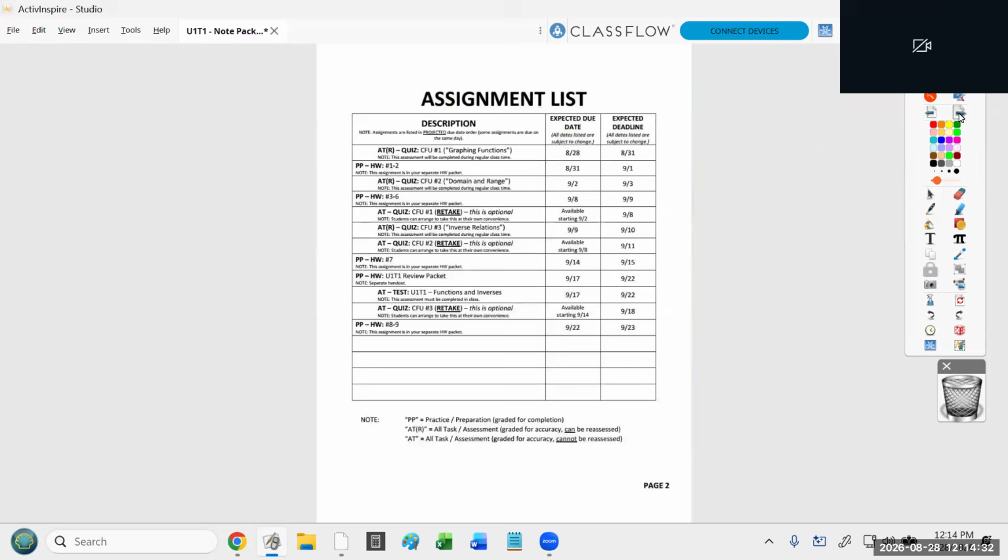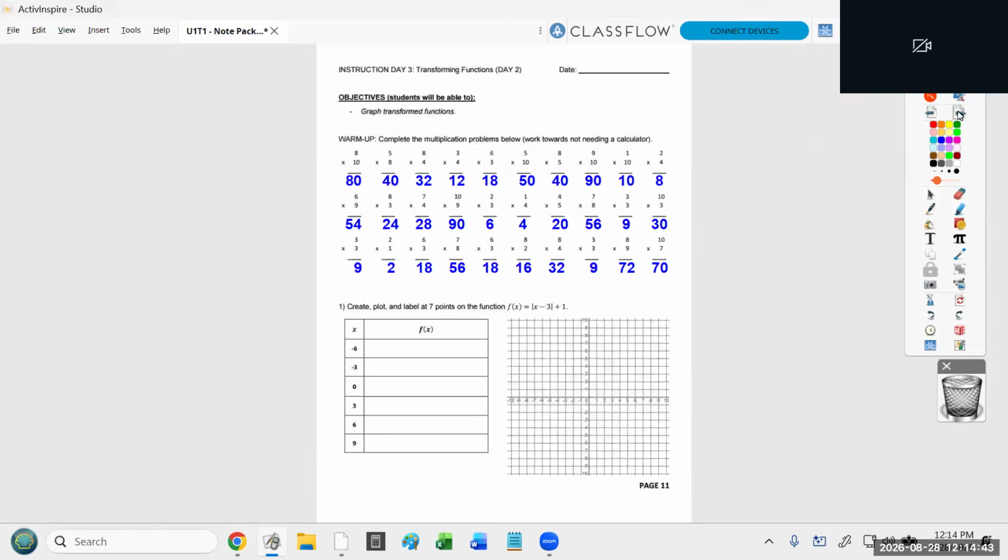Okay. Again, here we are with the assignment page. The big thing other than the CFU today is to be aware that homeworks 1 and 2 are due on Monday, dead on Tuesday, because those are the two homework assignments assigned this week.